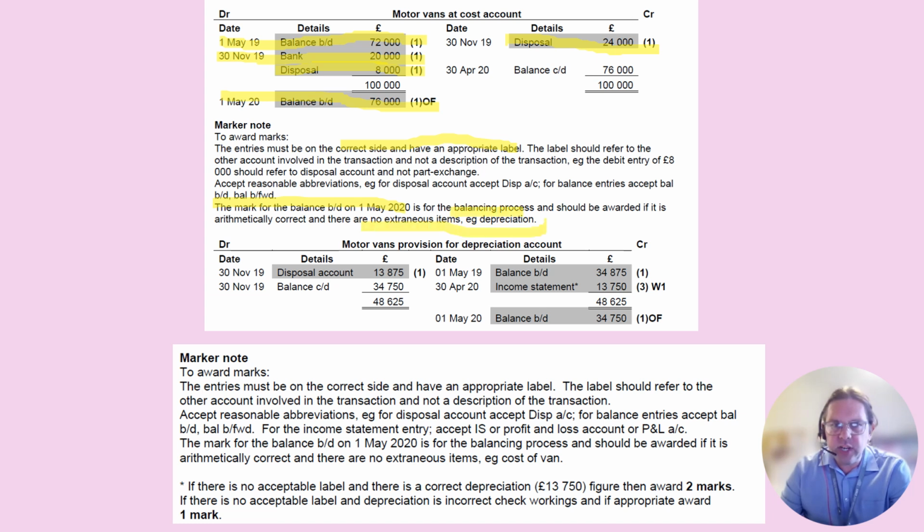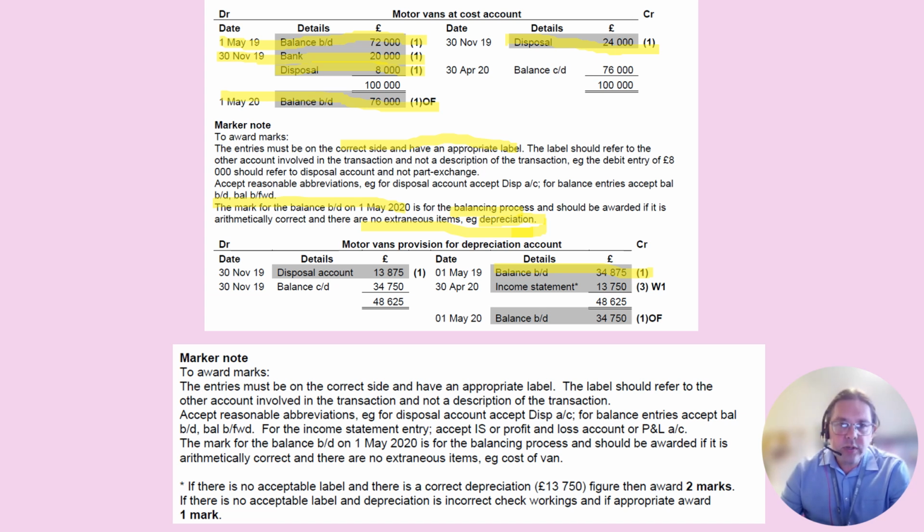If you put depreciation, for instance, in the cost account, what is going on? And you're not going to get the balancing figure, the balance brought down figure for own figure. The depreciation account, we have an opening balance of 34,875. Like I said before, just be careful. Don't put the net book value. We get 1 mark for putting that on the credit side.